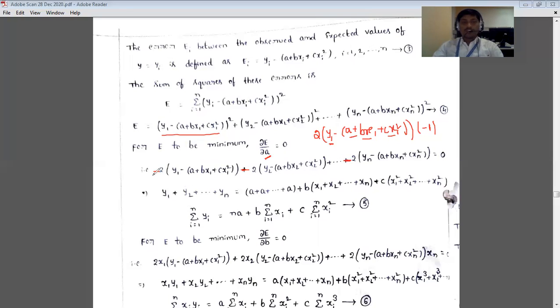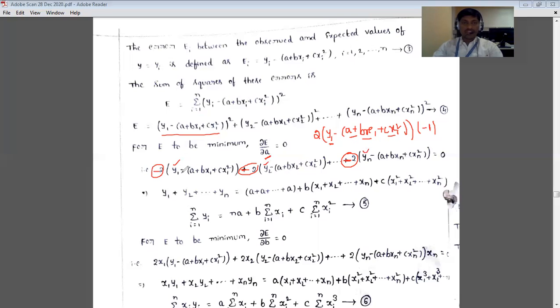If you observe the entire term, the common factor is minus 2 in each. So we take minus 2 as common and send it to the right hand side, and then it becomes 0, because 0 by minus 2 is 0. What remains is y1 minus this one, y2 minus this one, and yn minus this one. So we keep the y terms on the left side and send the remaining terms to the right side.